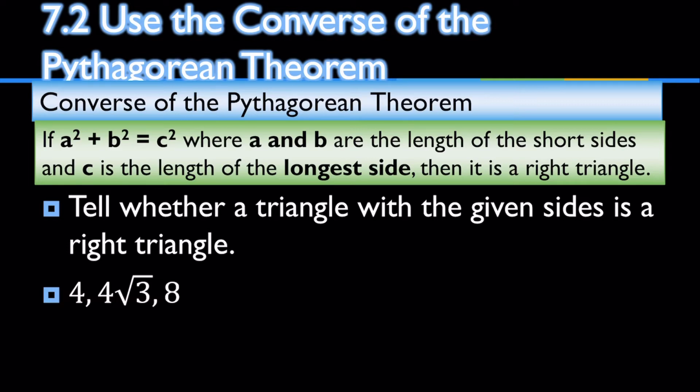So, do these side lengths make a right triangle? Well, the first thing to check is what is the longest side. 4 square root of 3 is about 6.93. So, the longest side is 8, so that must be c. So, plug it into the Pythagorean theorem, making sure the longest side is c.